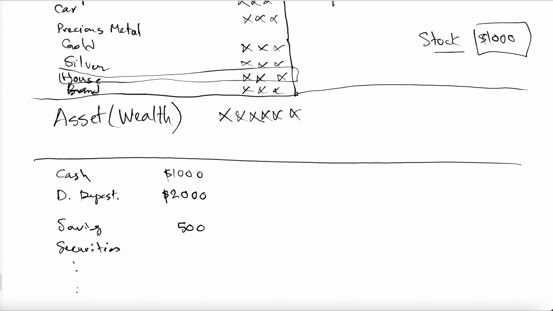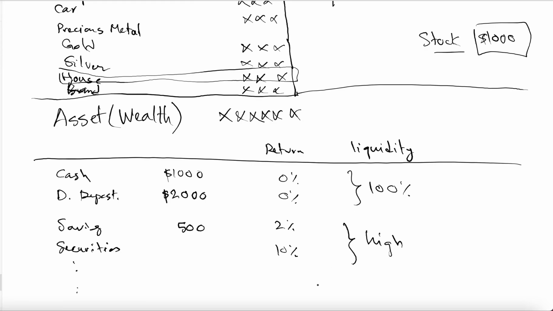Securities and savings have some return. Say the savings has got 2% and the securities has got 10%. But does the cash or deposit have any return? No, it is 0%. And by the way, the liquidity is 100% for these two items, and it is very high for these two items. And for the other items, it becomes lower and lower liquidity, but the return may be higher and higher.